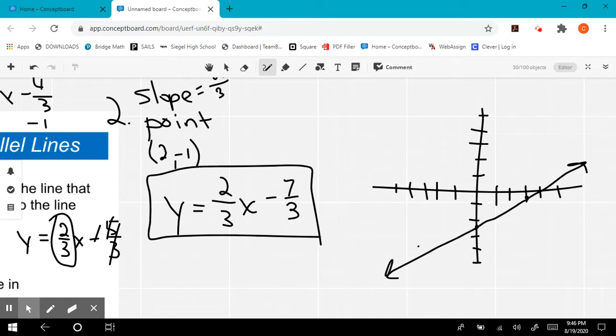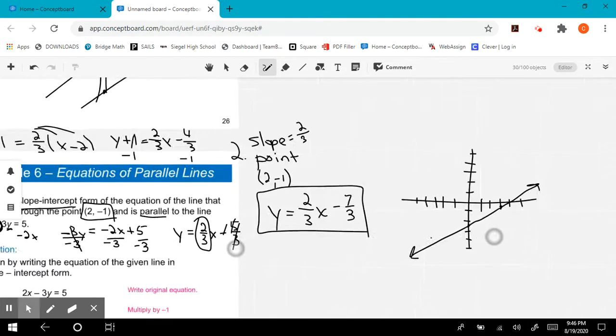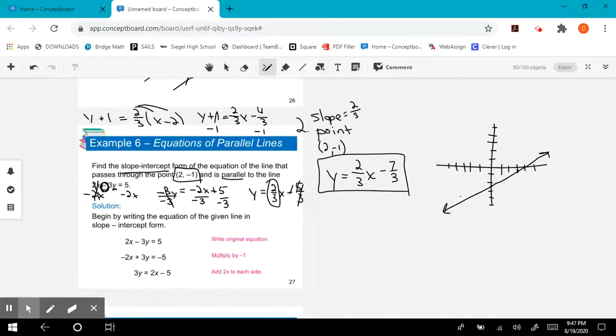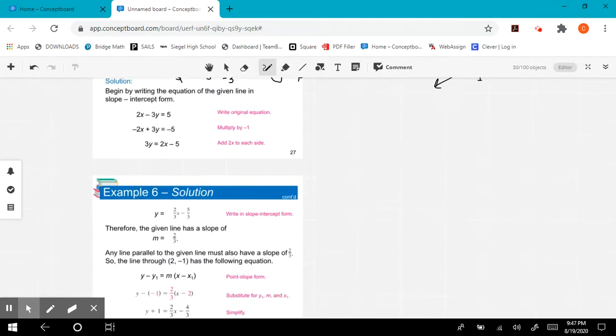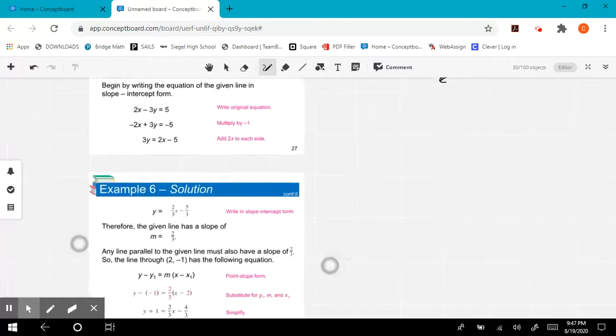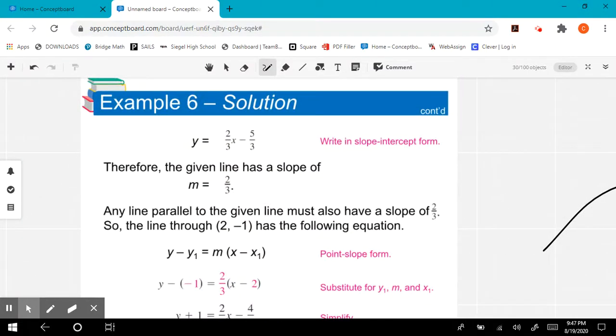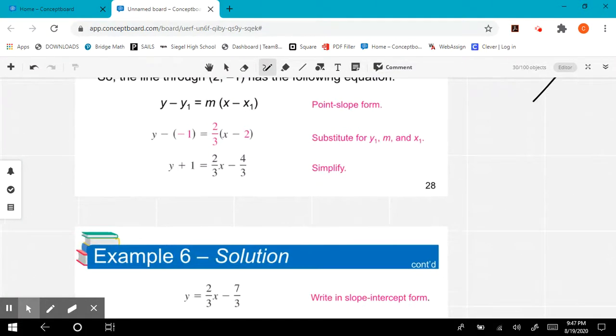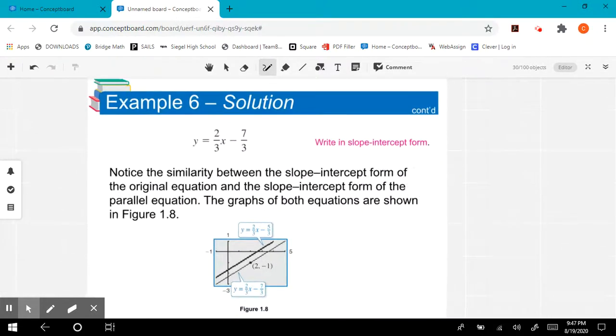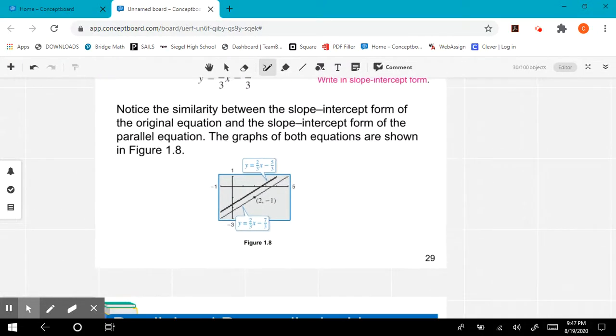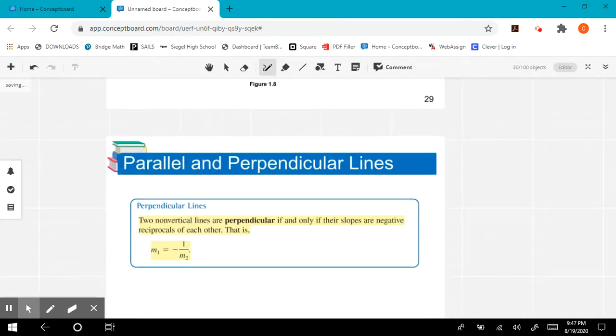But this actually answered the question over here. So there's all that. Obviously, if you need to look back at that, just hit pause and go back to it, whatever you need to do. There's them working through it. And they went ahead and graphed the parallel line and the line that they drew. And we don't have to worry about that.